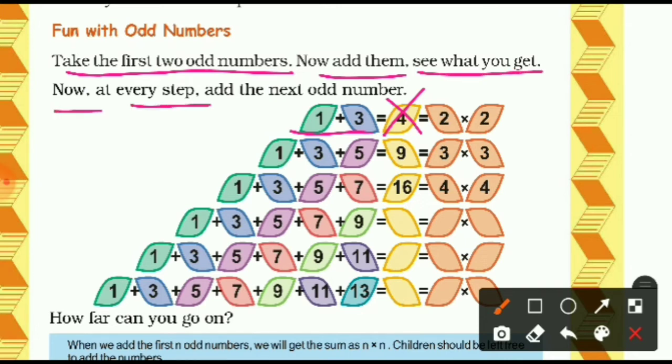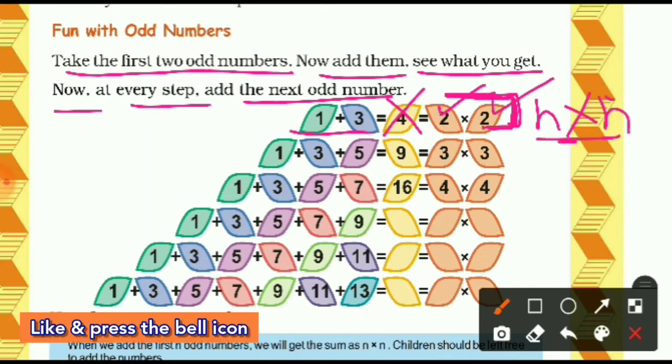Now at every step add the next odd number. On the right side it has 2 multiplied by 2. 2 times 2 is 4. You can write it as n multiplied by n. Here n is 2, so the other n is also 2. So n by n is here.